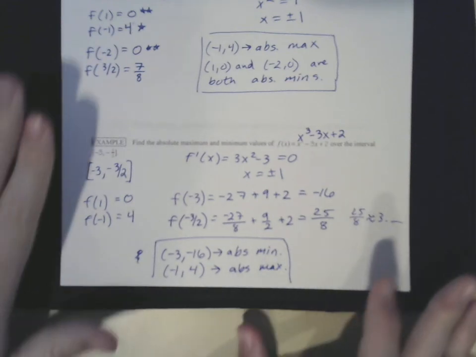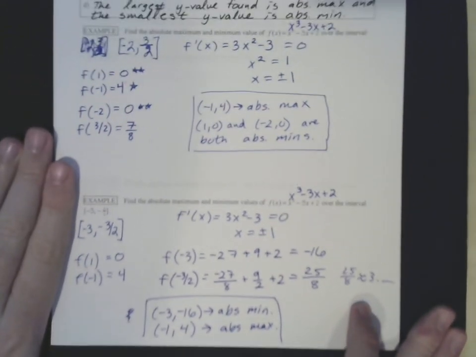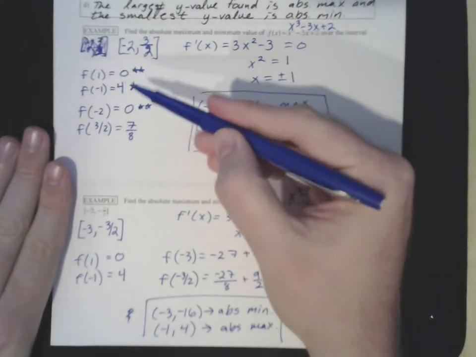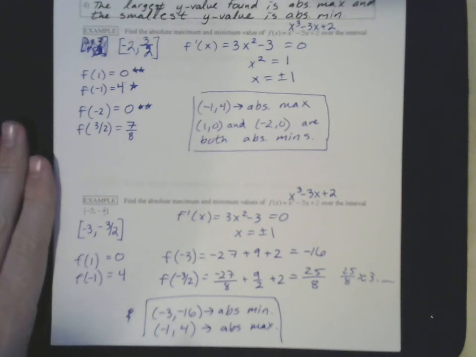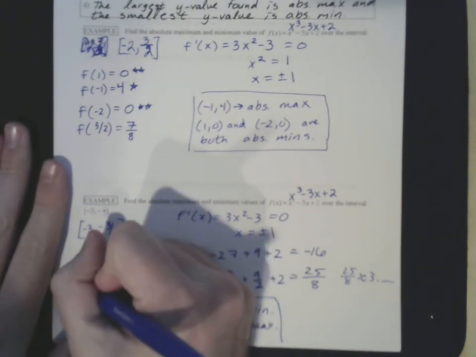So this is how principle 1 works. You find your critical values, you plug in your critical values, you plug in your endpoints. You pick the biggest and you pick the smallest. And if you have ties, you list them all.